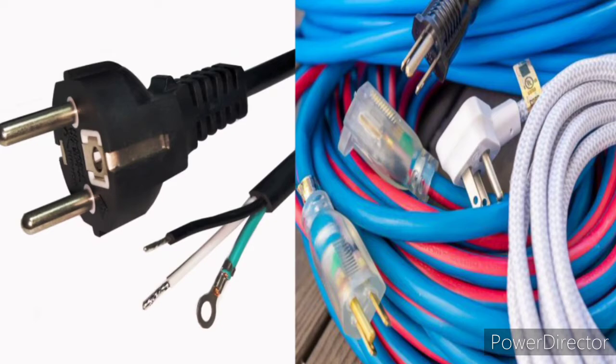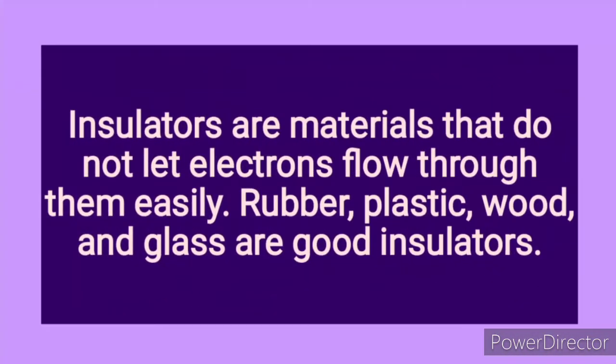This is a wire and it is covered with an insulator. Can you see the rubber on the wires? These rubbers are called insulators. Say insulator. Yes, insulators. What are insulators? Insulators are materials that do not let electrons flow through them easily. So they are materials that do not allow electricity to flow through them. Rubber, plastic, wood, and glass are good insulators.